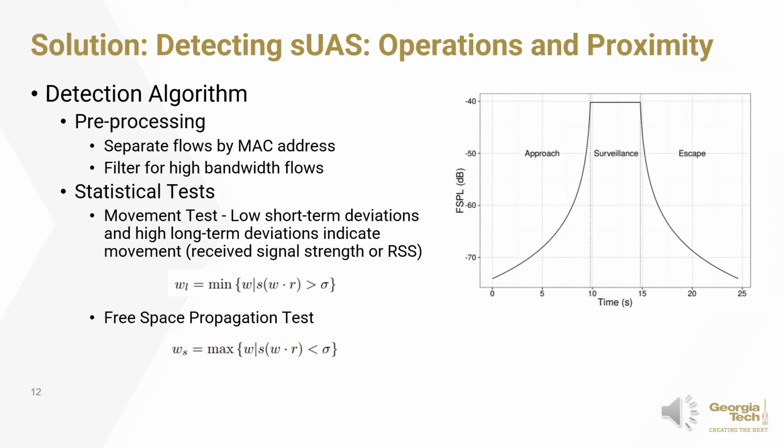And this can be modeled by the short time window being the minimum of the window size and the standard deviation, which should be bigger than some noise. Next, we have the free space propagation test, which is outlined in the figure to the right. And functionally, we are making sure that it is actually moving in free space and not static as well.